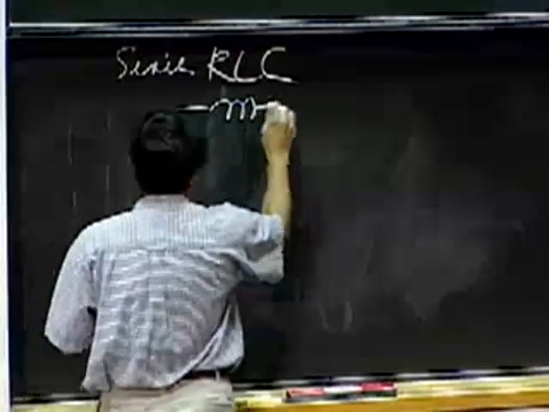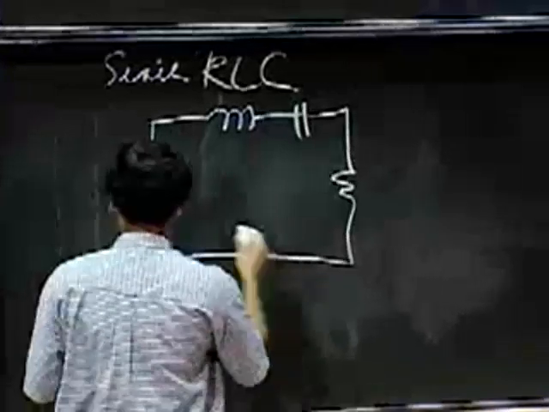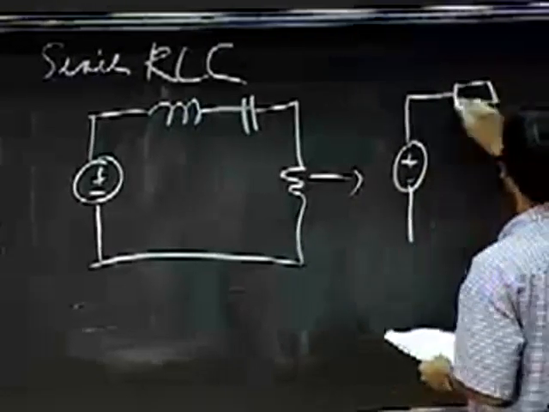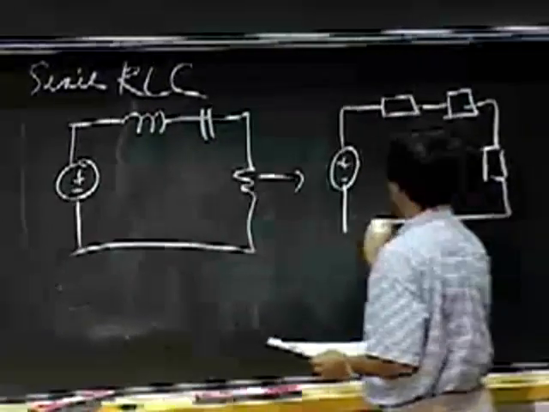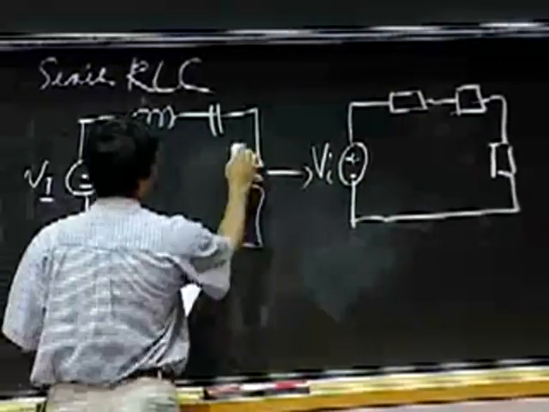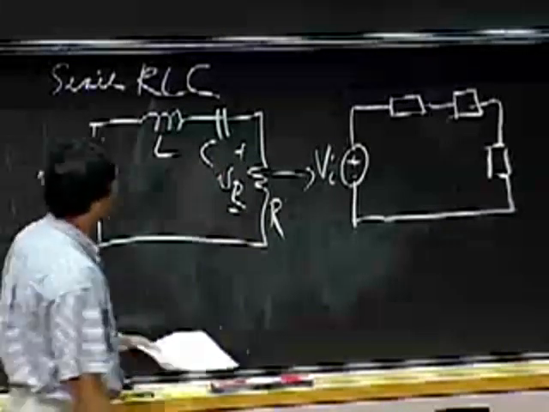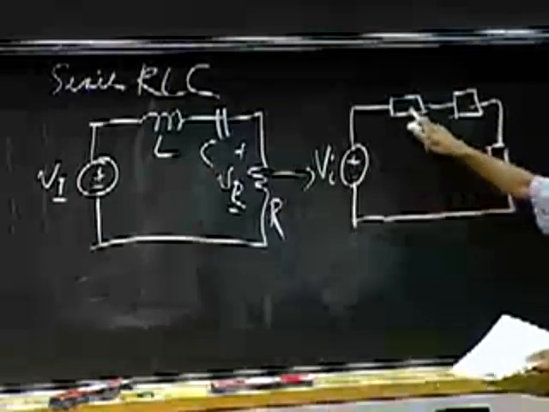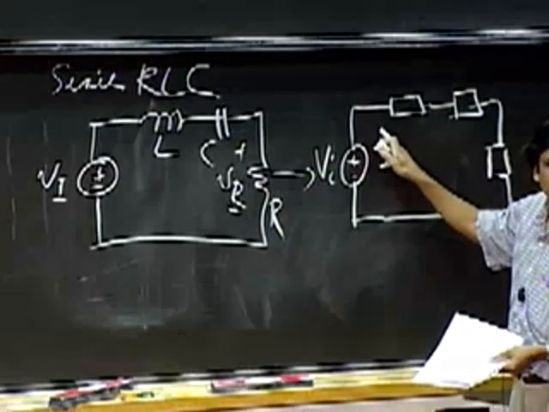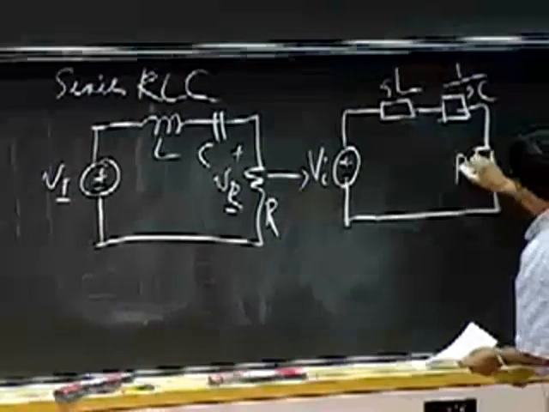So I have an inductor, a capacitor, and a resistor. Okay, and what I'm going to do is replace this with the impedance model. Input VI, so let's say this was VI, and let's say I cared about VR. The impedance model would simply be VI. So what's the impedance of an inductor? SL. And for the capacitor, it's 1 by SC. And for a resistor, it's simply R.